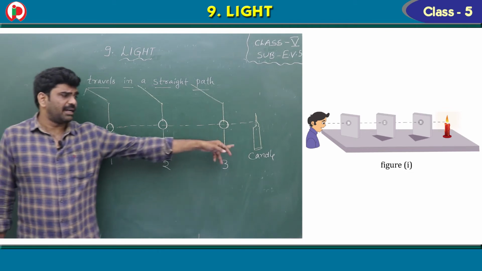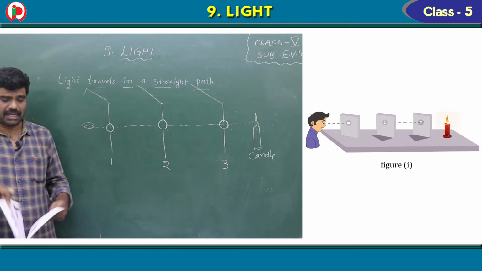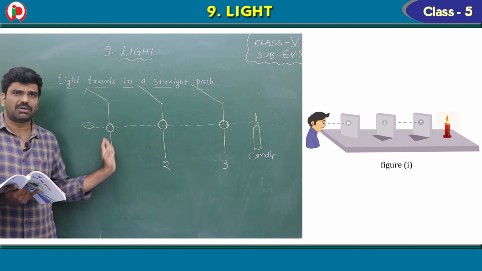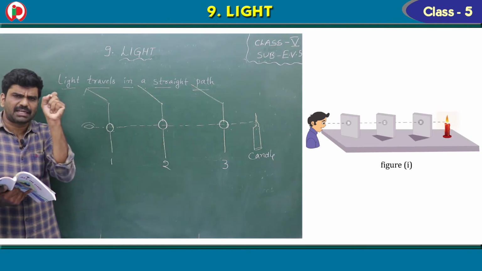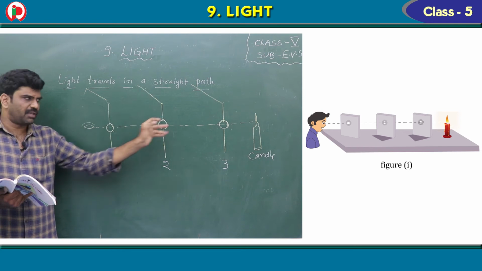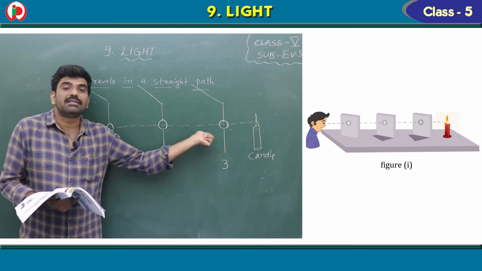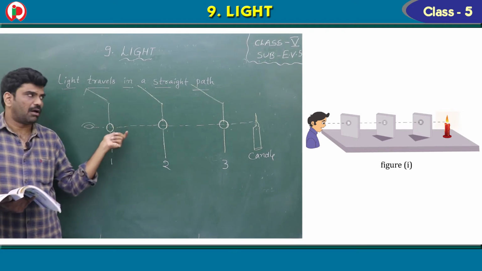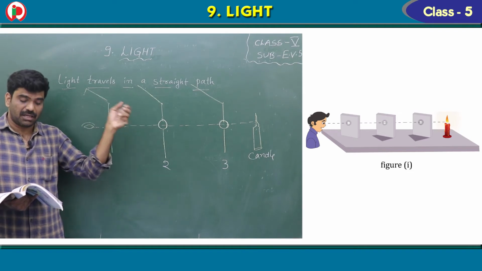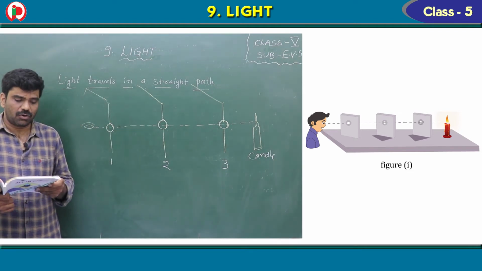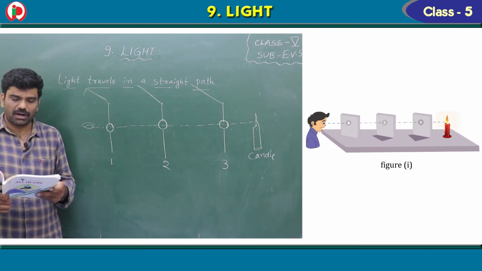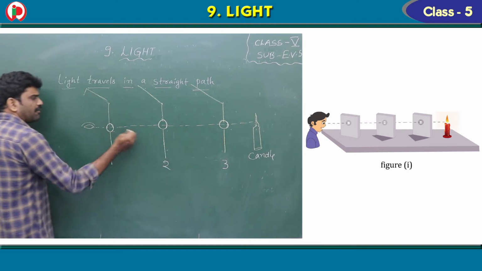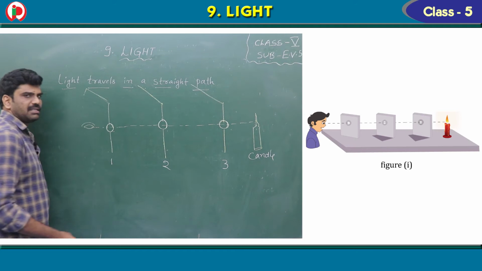So once again I repeat, for this experiment the materials required are a candle and 3 cardboards of the same size. Next, take 3 pieces of cardboard: first cardboard, second cardboard, and third cardboard. Make a tiny hole on all the 3 pieces. This is the first hole, this is the second hole, this is the third hole. The holes should be at the same height and of the same size. Now place the cardboards on a table, one after the other, and finally the lighted candle is there.